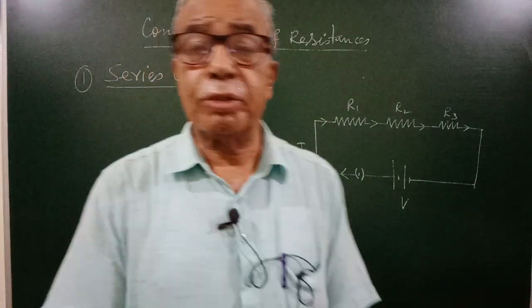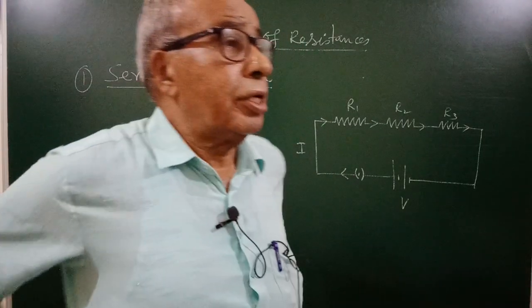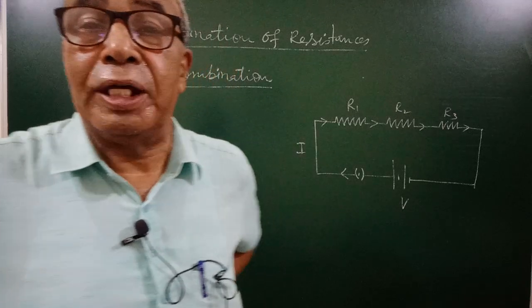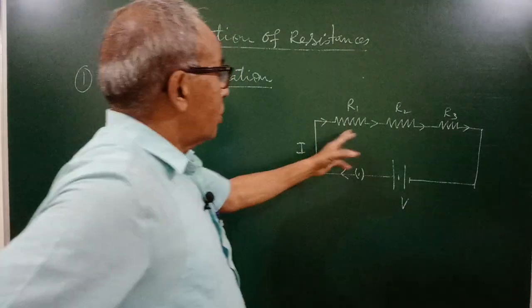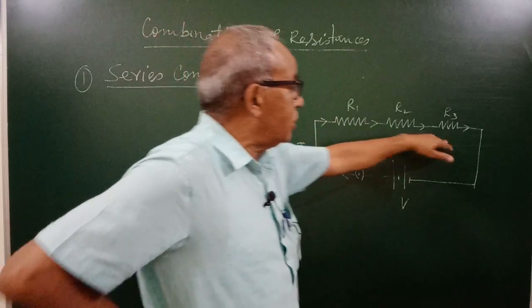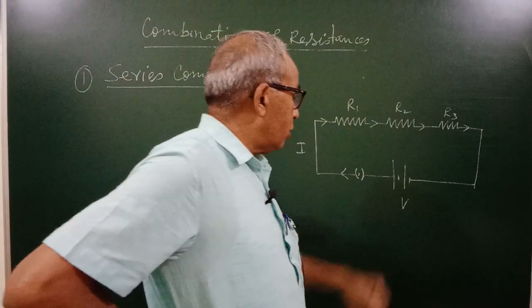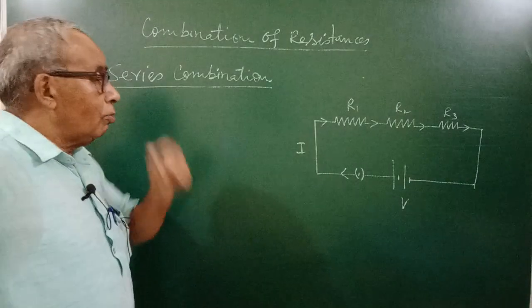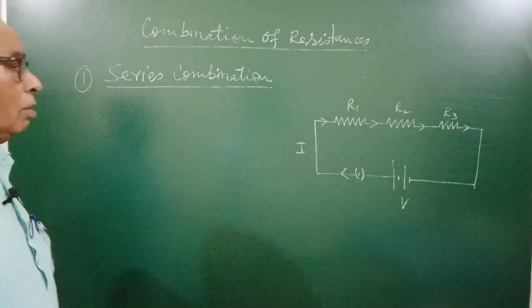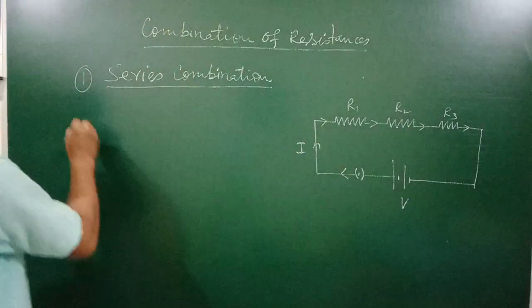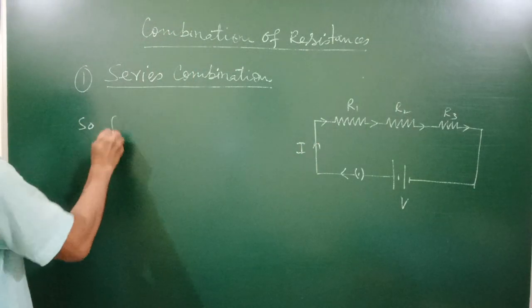I told you in the last video that a conductor is generally called a resistance because it offers resistance. So R1, R2, R3 are the resistances of three conductors connected in series across a battery of V volt. In this combination, the current through each will be the same.